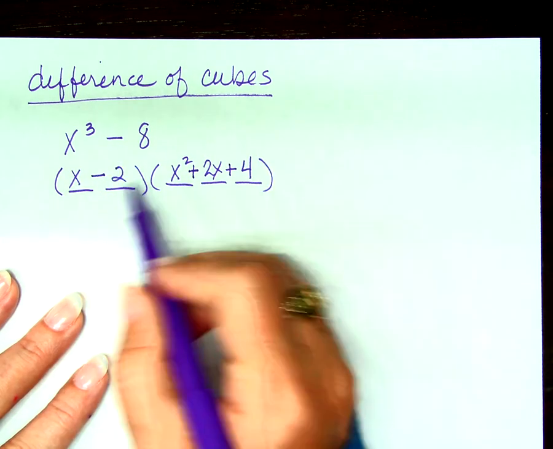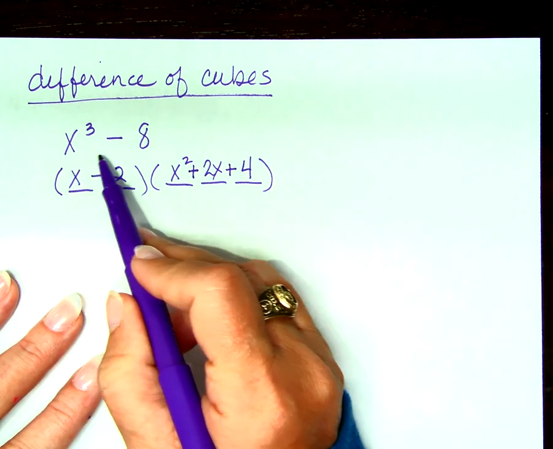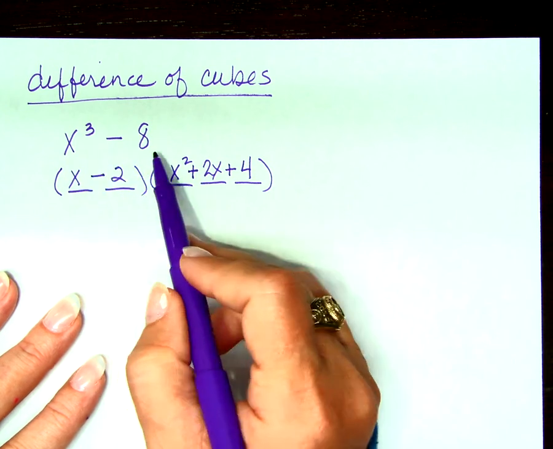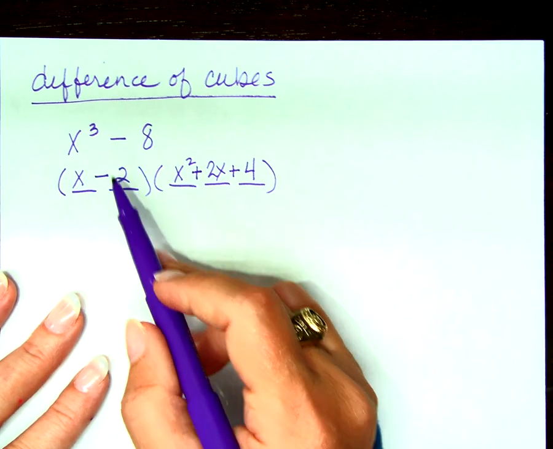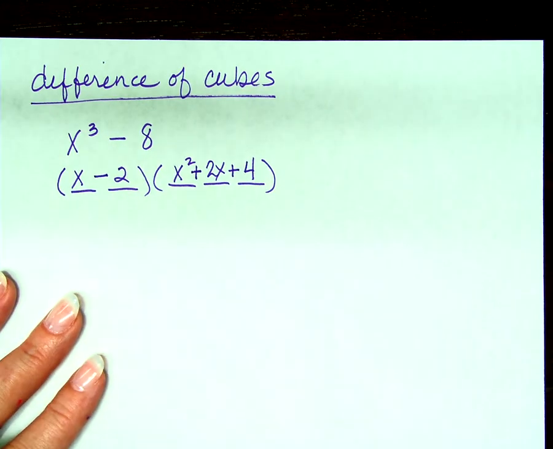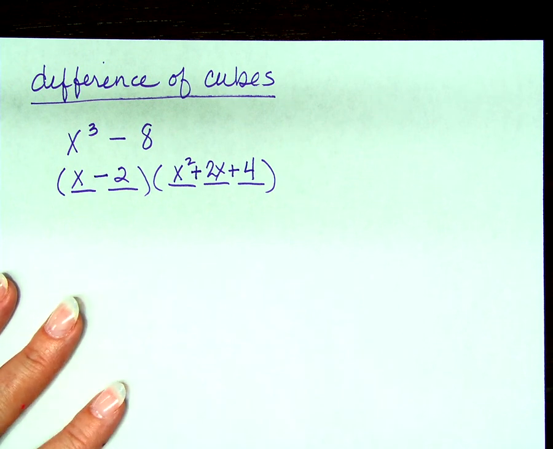And if you multiplied this all out, guess what you would get? X cubed minus 8, because the squared term and the x term would both go to 0. Do I need to prove that to you? Nope. No? You just believe me? Thank you. That's kind. Everybody okay so far?